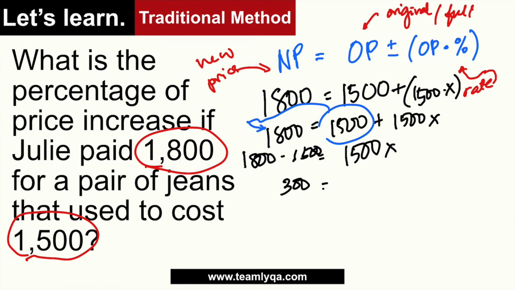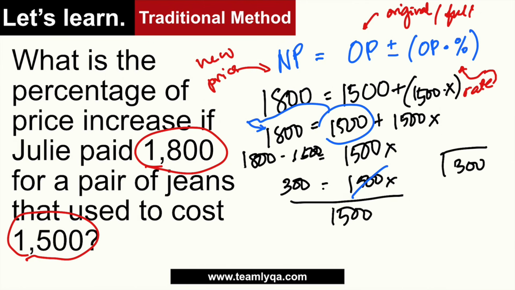So, 300 is equal to 1,500x, and then you will divide both sides by 1,500. Okay? Para makancel mo ngayon itong x na ito, yung 1,500 na yan. So, ang magiging problema na next would be, you will have to divide 300 by 1,500. And a lot of people struggle with that.